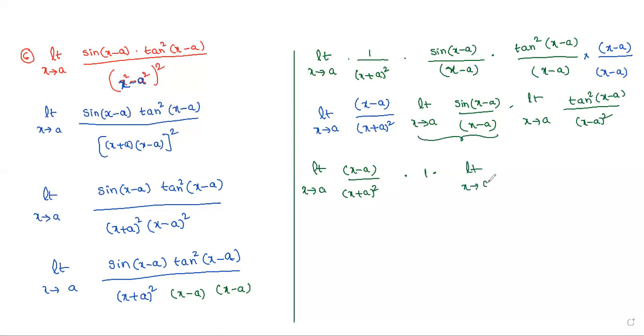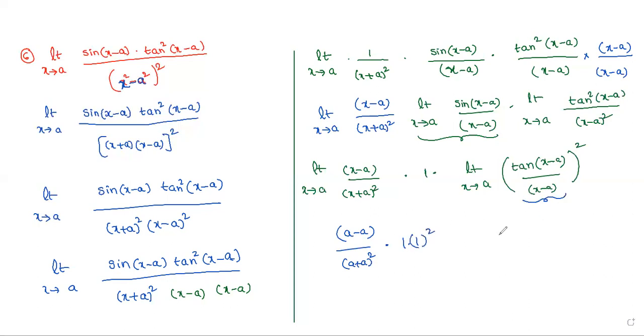Limit x tends to a, square is common, tan of (x − a) by (x − a) whole square. Substitute a: (a − a) by (a + a) whole square into 1 into 1 square. This is also 1. So a − a is 0, (2a) whole square into 1, 0 by 4a square. That value is also 0. This is not 0 by 0 form.